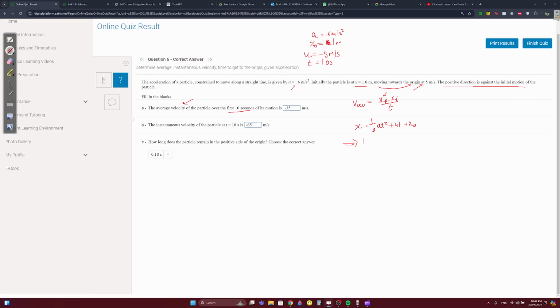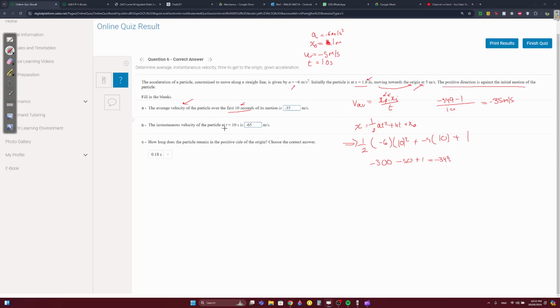Okay, so it's going to be half acceleration, negative 6, times the time squared, 10 squared, plus negative 5, because my u is negative 5, times t, which is 10, plus x node, which is 1. Here we actually have x node; it's given. So you're going to get negative 300 minus 50 plus 1, so you get negative 349. My final x is minus 349 minus the initial x, which is 1, over the time, which is 10, so minus 35 meters per second.